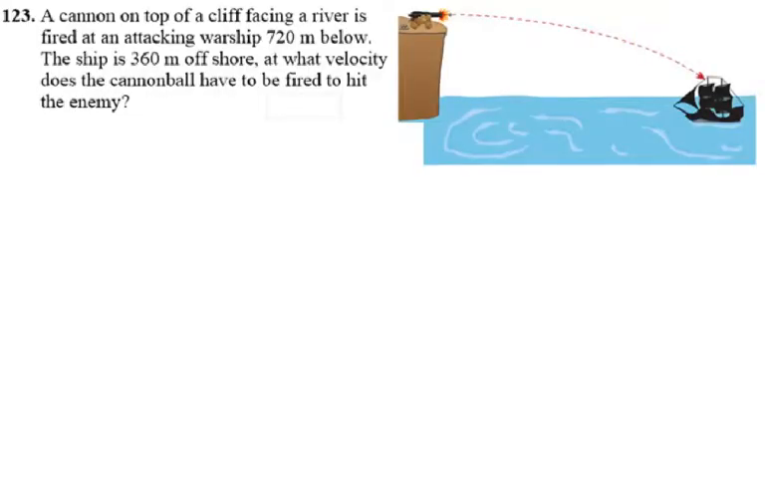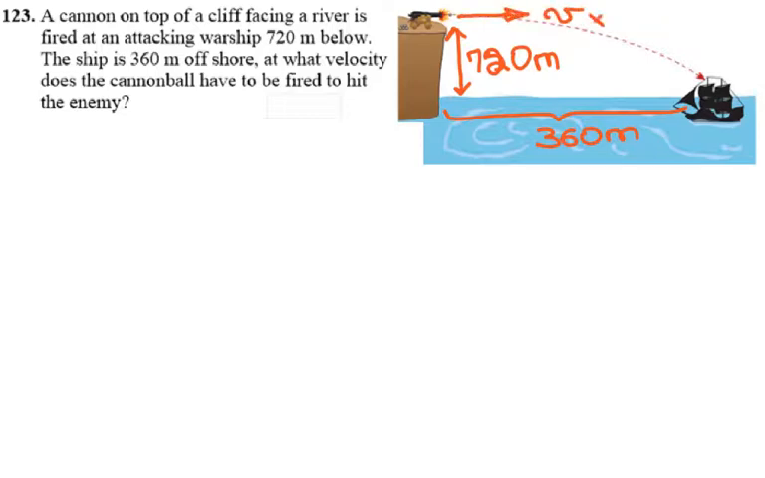Here's another question. I think maybe it's a little bit easier. A cannon on the top of the cliff facing a river is fired at an attacking warship. This one is the height at which it is 720 meters below. And the ship is 360 meters away. And the question is, what is the velocity at which the cannonball was fired?